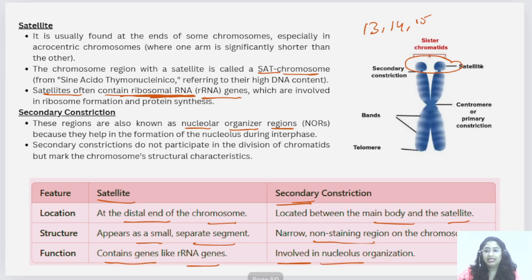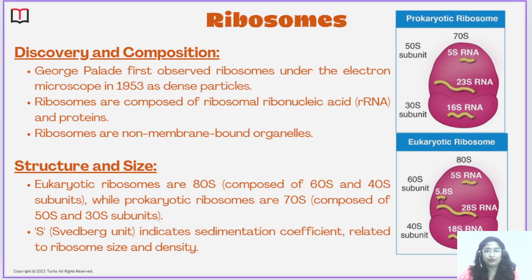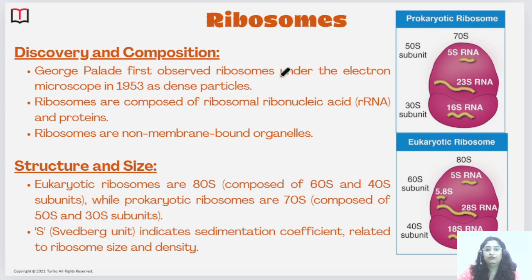Now, the next cell organelle is the ribosomes. Ribosomes were discovered by George Palade. He first observed the ribosome under the electron microscope in the year 1953. This ribosome is basically involved in synthesizing proteins, so they are also called the protein factory of the cell. The eukaryotic ribosome is 80S and the prokaryotic ribosome is 70S.